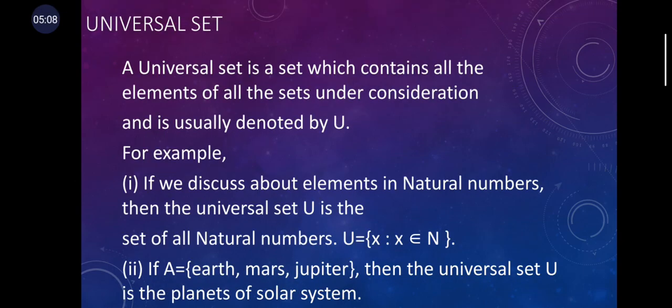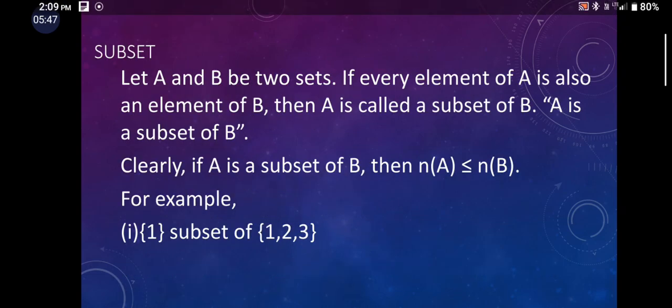Universal set: a universal set contains all the elements of all the sets under consideration and is usually denoted by U. For example, if we discuss elements in natural numbers, then the universal set U is the set of all natural numbers, denoted as U = {x : x belongs to N}. Second one, if A = {Earth, Mars, Jupiter}, then the universal set U is the planets of the solar system.